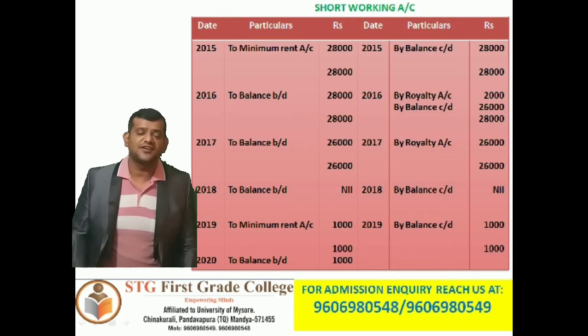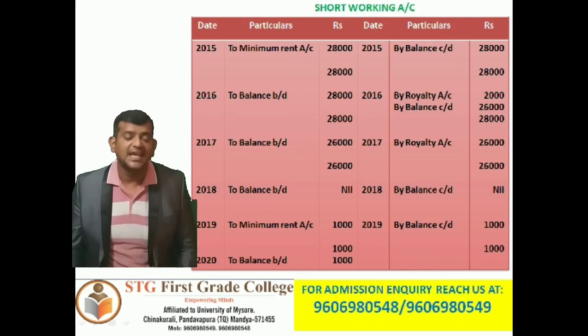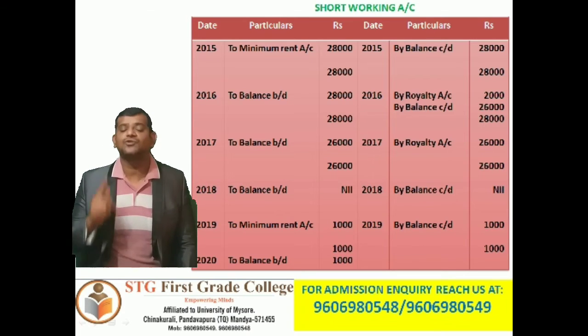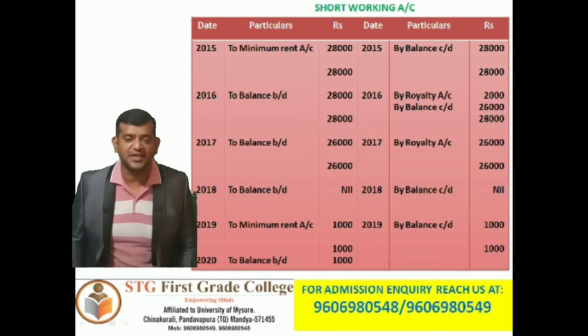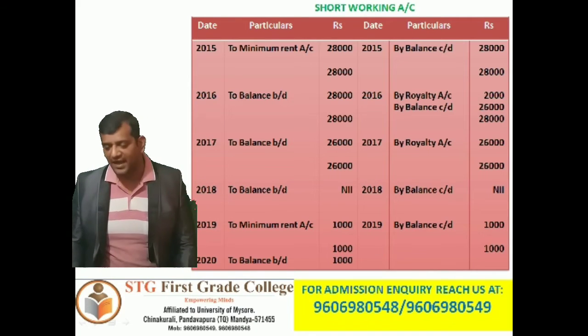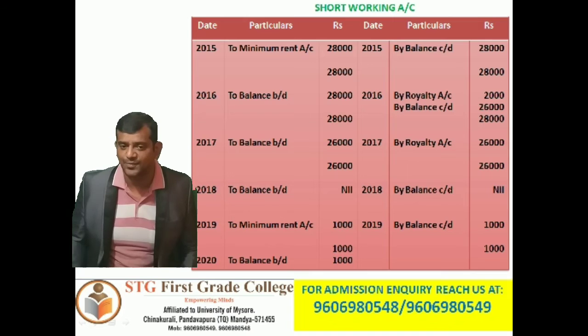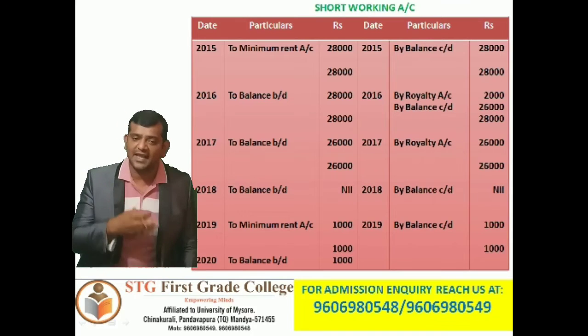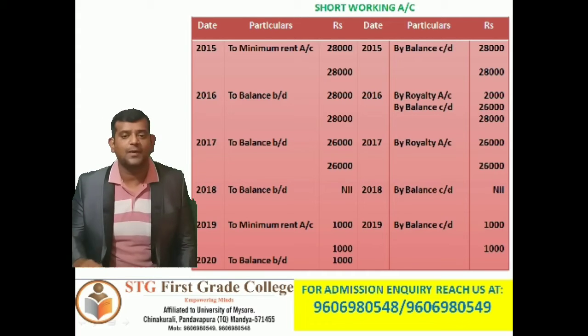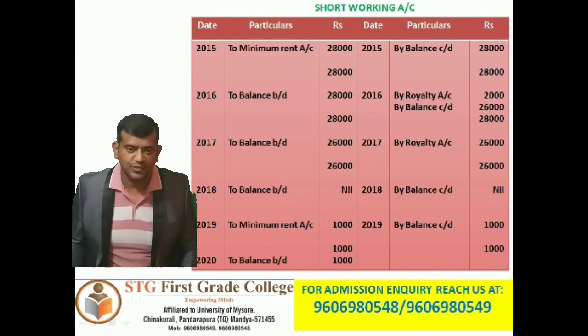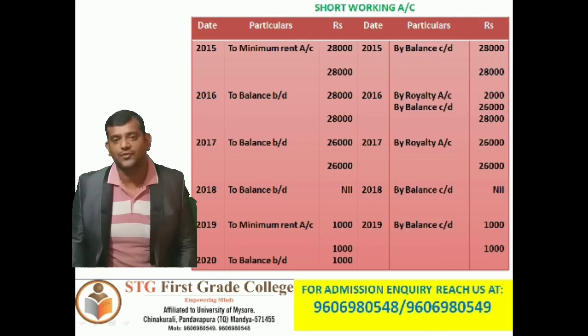So next further in the year 2019, there was a short working. So to minimum rent account, how much short working? 1,000 rupees. So 2019, by balance carried down 1,000 rupees. So the same has been carried forward to the next year, that is 2020, to balance brought down 1,000 rupees. So we are done with the short working account.